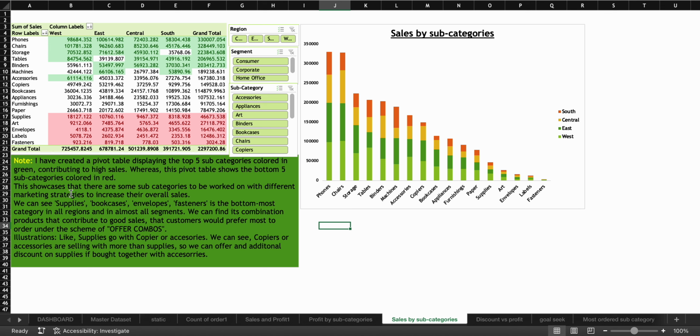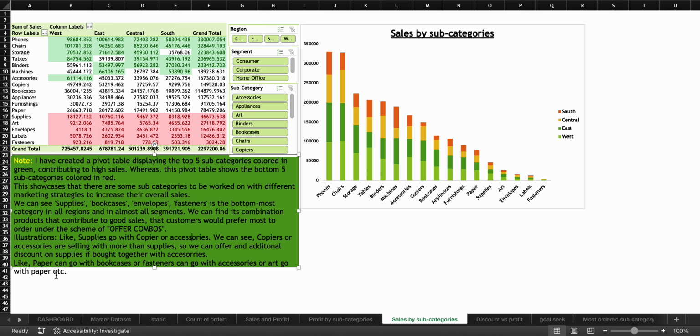Like, for example, supplies go with copiers or accessories, and we can see copiers or accessories are selling more than supplies, so we can offer a combo with additional discounts. So the supplies, if bought together with accessories, then they'll get a good discount. So the sales of the supplies also will come up slowly.